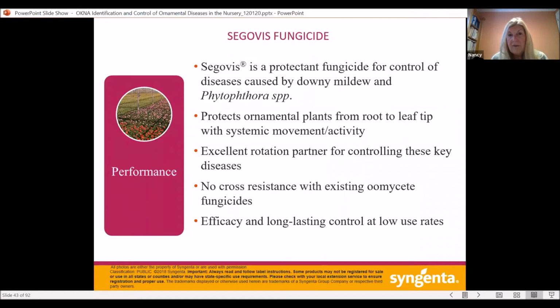So for those of you that haven't heard about Segovis, that is really the newest systemic fungicide to hit the oomycete group. It is very specific for downy mildew and Phytophthora diseases. So it's an oomycete product, and it is systemic. So you can spray it or drench it, and you will get excellent control.